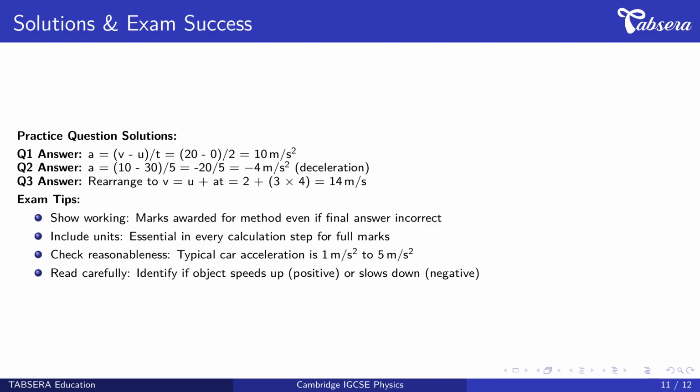For question 3, we rearrange the equation to v equals u plus at, giving 2 plus 3 times 4 equals 14 meters per second. Notice the approach used systematic substitution.